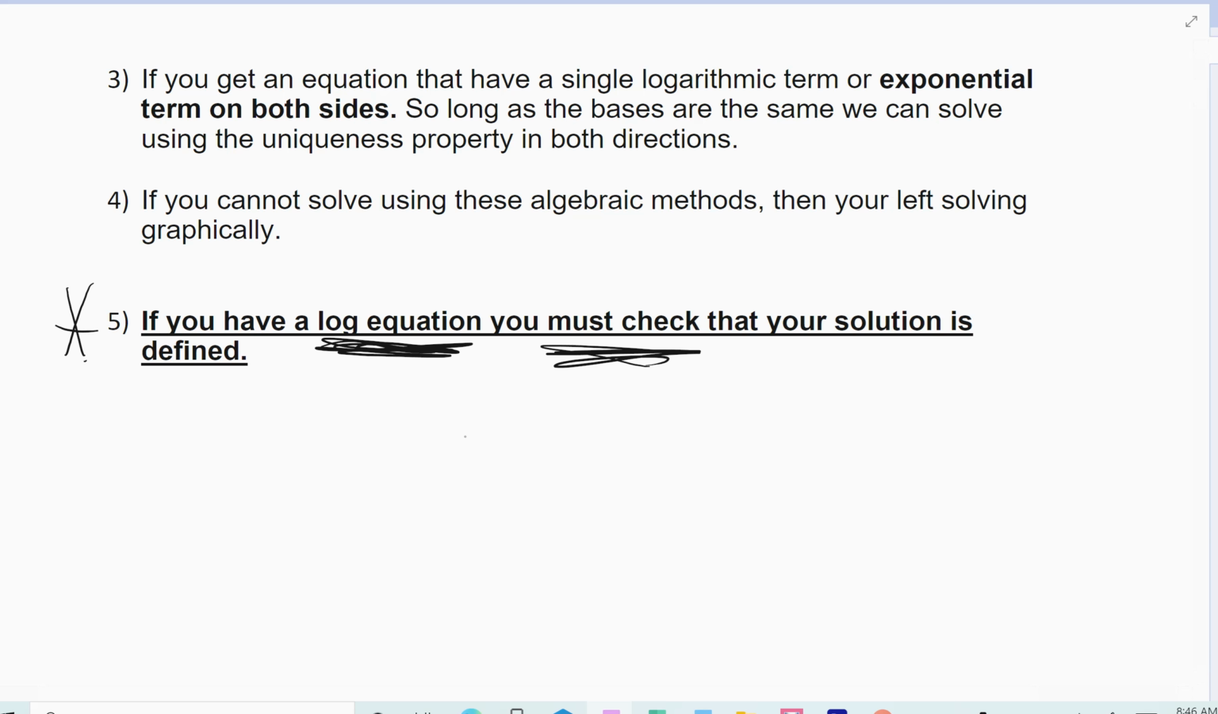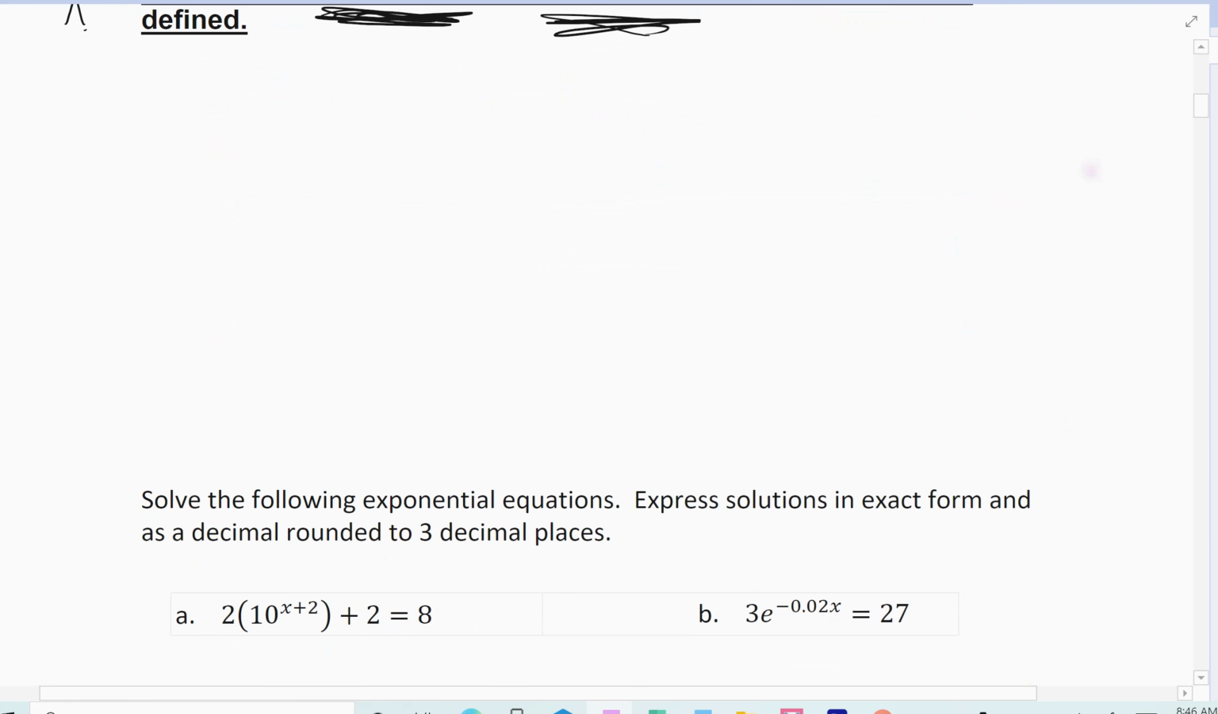Now exponentials, you don't have to worry about it. We can plug anything we want into an exponential. So it's just the logs; you have to check the log equations. You do not have to check the exponential equations. So we're going to start out with the exponentials because they're the easier one, and then we'll do the logs. So we're going to start out solving exponentials first.